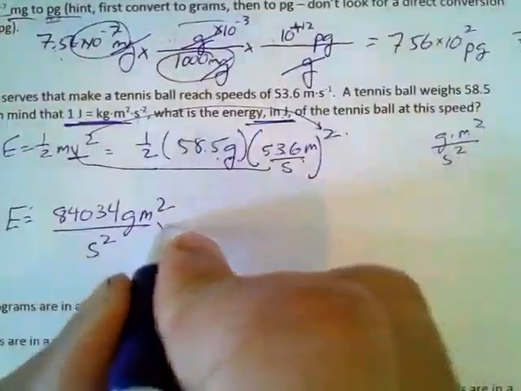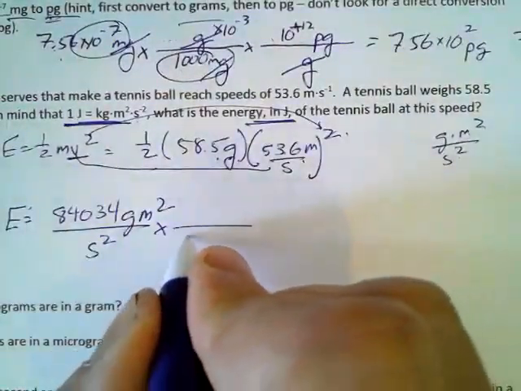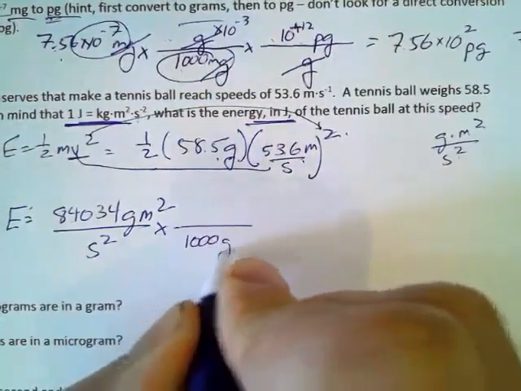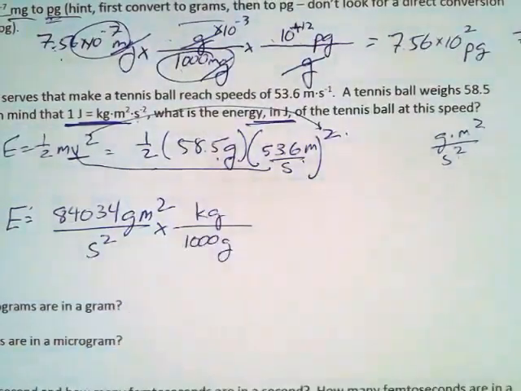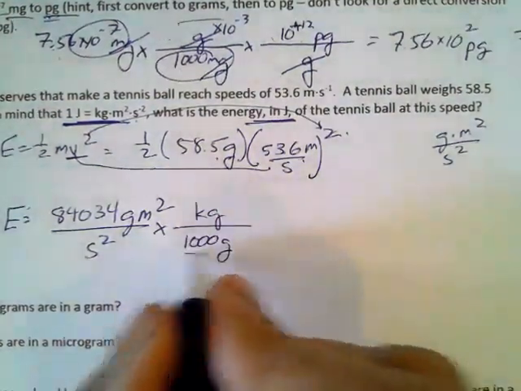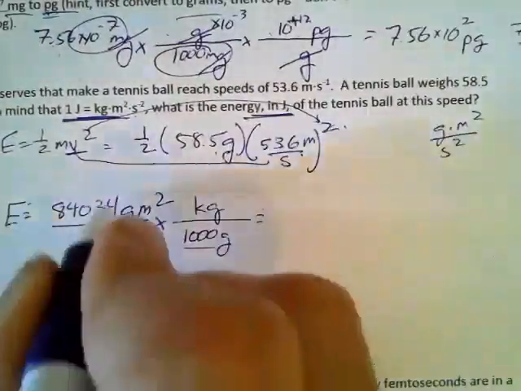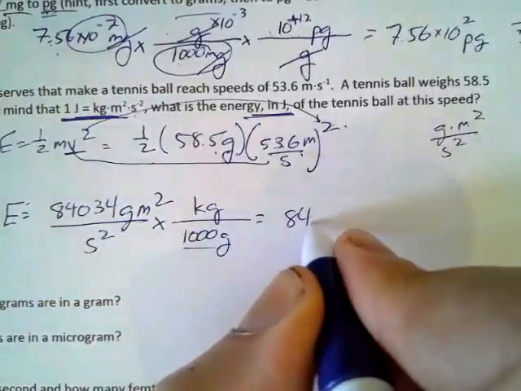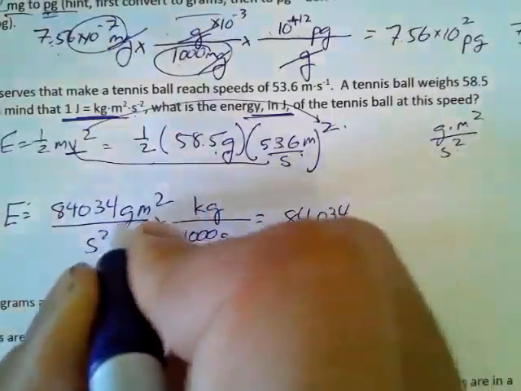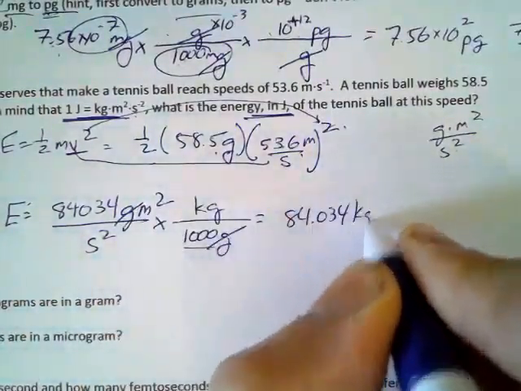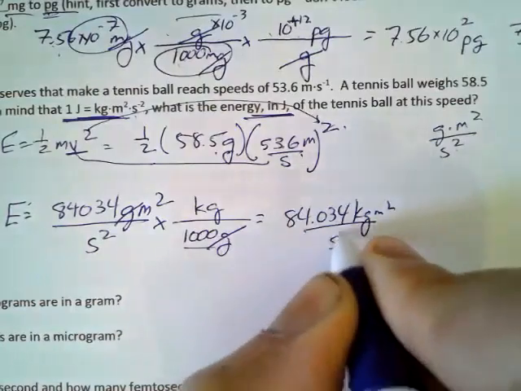Now we've got to do our conversion into kilograms. There are 1,000 grams in a kilogram. A kilogram is a big mass, so there must be a lot of the little grams to make up 1 kilogram. So we divide that number by 1,000, so we get 84.034. Grams now cancel. Kilograms meter squared per second squared.